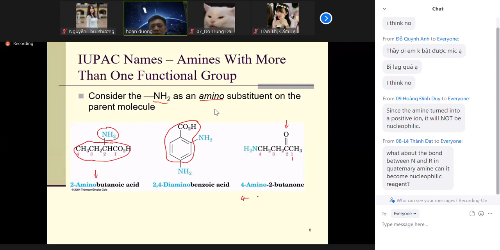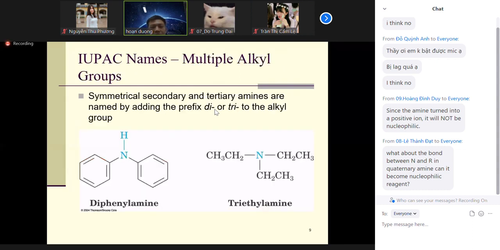2-butanol. But now if you remember, we can say 4-aminobutan-2-ol. There are a lot of ways to call it, but now they prefer this way. Now we have more: we have prefixes for more substituents. If they have the same group, no problem.